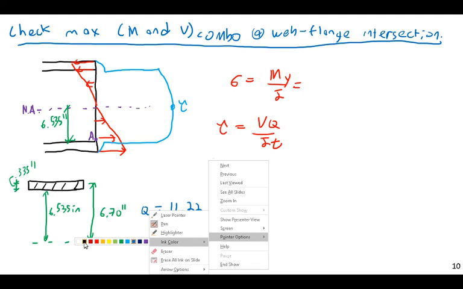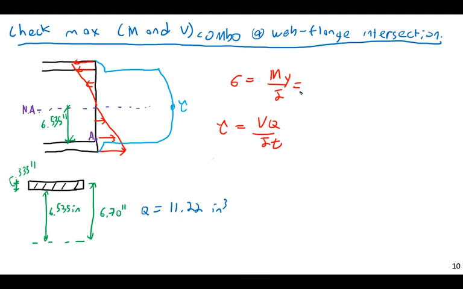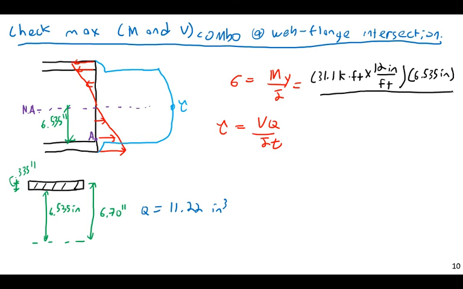Now let me calculate my shear and normal stress. This is going to be 31.1 kip feet, and then times that. Take great care when you're doing these. You need to make sure to use consistent units. So I'm going to convert from feet to inches, times 6.535 inches, all over a moment of inertia of 199 inches to the fourth, and that equals 12.25 ksi.